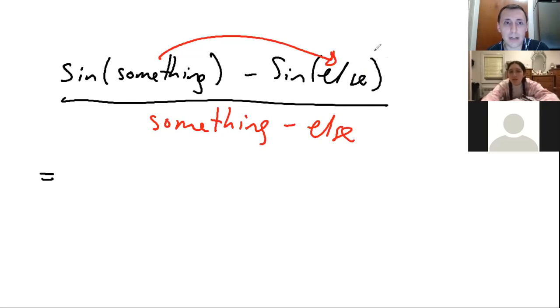But how would they cross out? Sine by itself is meaningless. It's a function. It's a name of it. You said divide by something minus else, but then something that I do not understand goes on. No, Alisa, it's not one. What is this ratio? What are we talking about in this ratio? Come on.